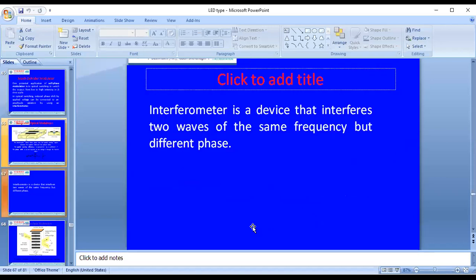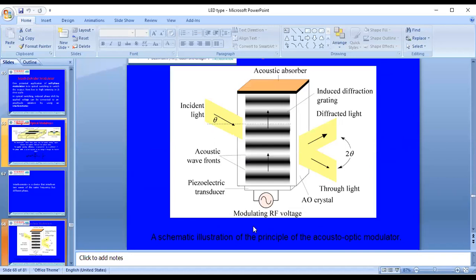Okay, this interferometer device is also one of the Mach-Zehnder type of modulator. We can use it as a Mach-Zehnder type of modulator, and this interferometer is a device that interferes two waves of the same frequency but with a different phase angle. And next one is acousto-optic modulator.